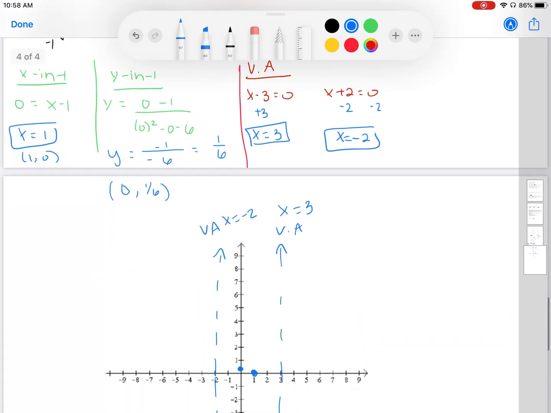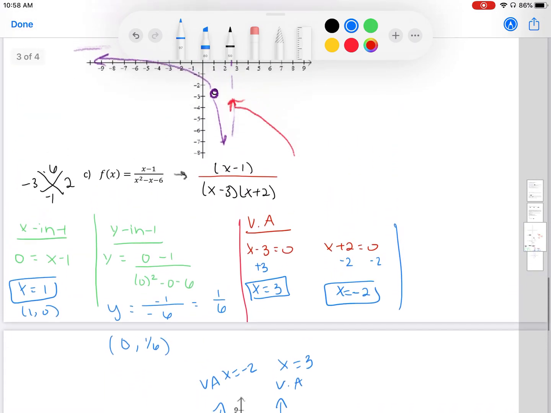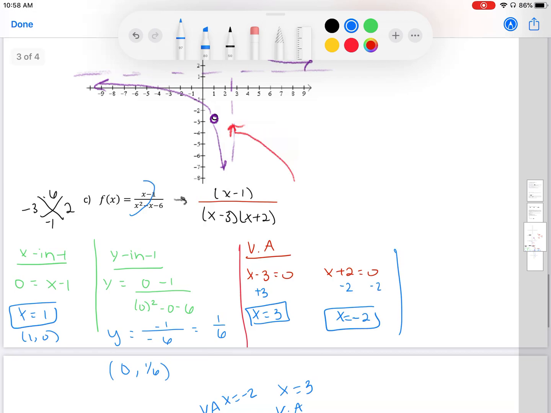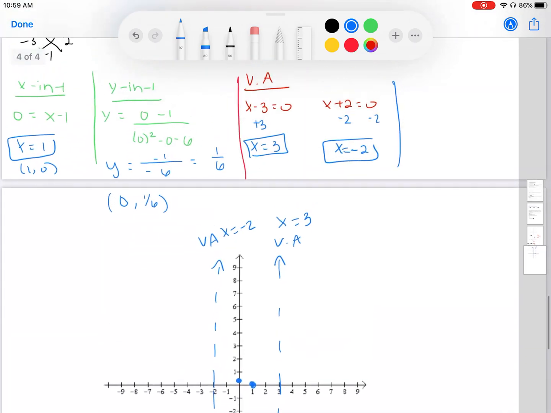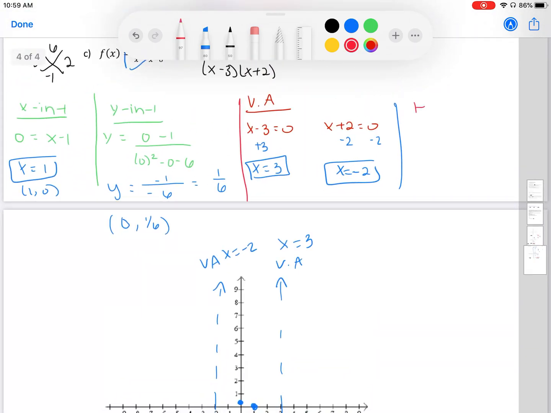Alright, next I want to find my horizontal asymptotes. So we see our exponents and my denominator is of greater degree. So if we look at our rules, that's the third rule, or the first rule. If my numerator is of smaller degree, then my horizontal asymptote is y equals 0. So I have a horizontal asymptote at y equals 0. And whenever we have a horizontal asymptote, we need to test it.